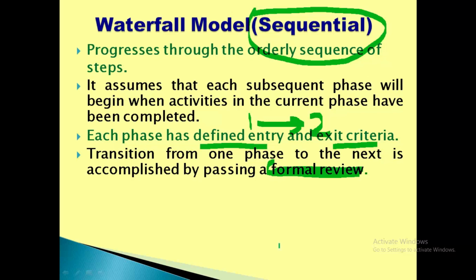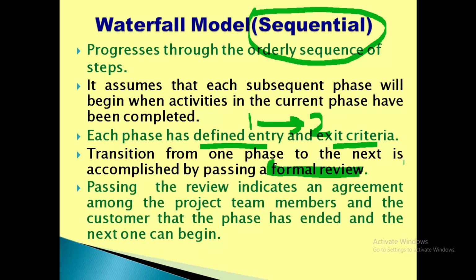Then you can go for phase 2. Passing the review indicates an agreement among the project team members and the customer that the phase has ended and the next one can begin. Do keep this point in mind: a formal review is very important to make sure that all the project team members are happy with the agreement and even the customer is okay with it, and then only you can go for the next phase.